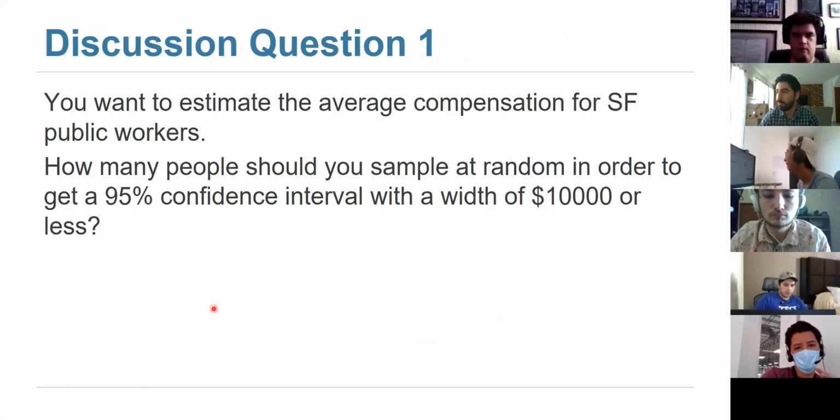So what we want to do now is answer this question. We want to estimate the average compensation for San Francisco public workers, from the table that we saw before. How many people should you sample at random in order to get a 95% confidence interval with a width of $10,000 or less? Can you answer this question?